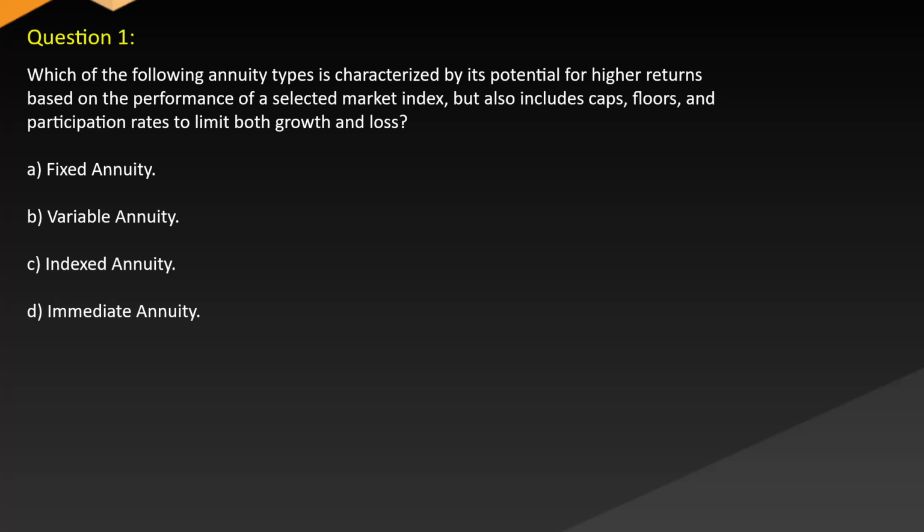Question 1. Which of the following annuity types is characterized by its potential for higher returns based on the performance of a selected market index, but also includes caps, floors, and participation rates to limit both growth and loss? A. Fixed annuity. B. Variable annuity. C. Indexed annuity. D. Immediate annuity.